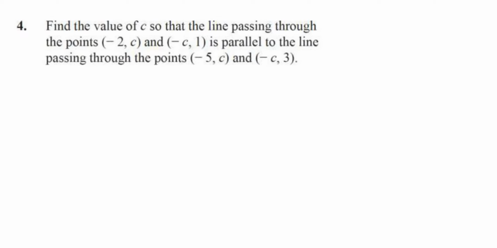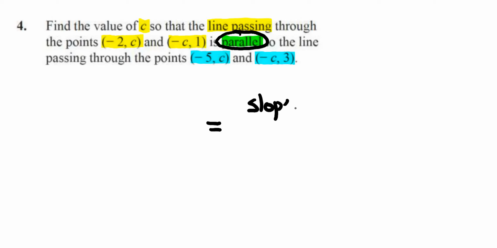All right, let's take a look at question number 4 now. For question number 4, I need to find the value of c so that the line passing through the points -2 comma c and -c comma 1 is parallel to the points -5 comma c and -c comma 3. Okay, so this is one of those classic questions where you have to find the missing coordinates, and one of the key words here is parallel, right? And now if you're parallel, it just means that the slopes are the same. The slopes have to be the same when you're dealing with parallel lines.